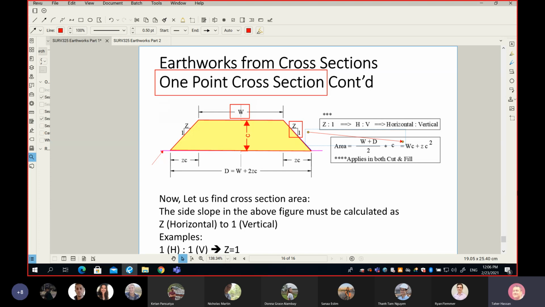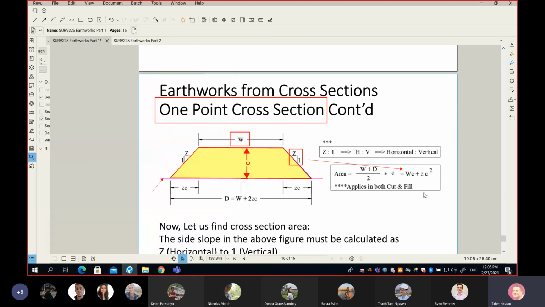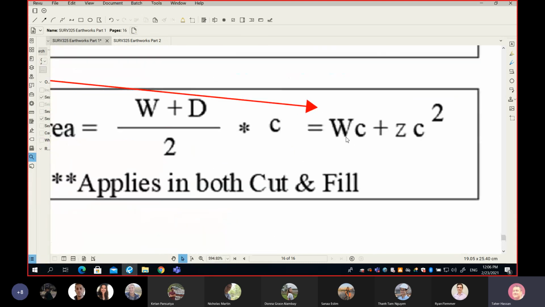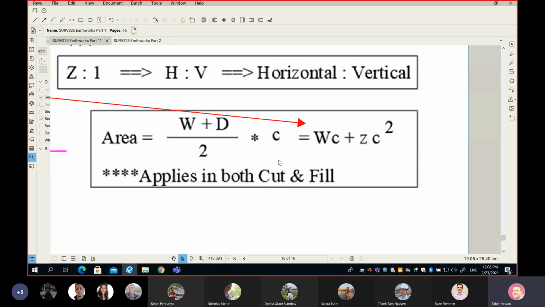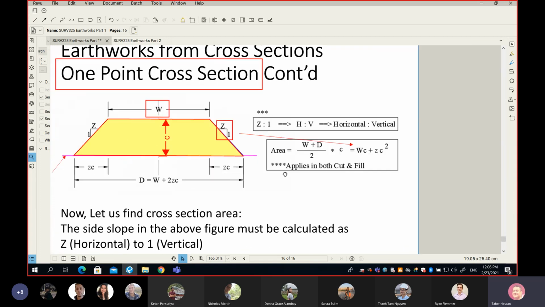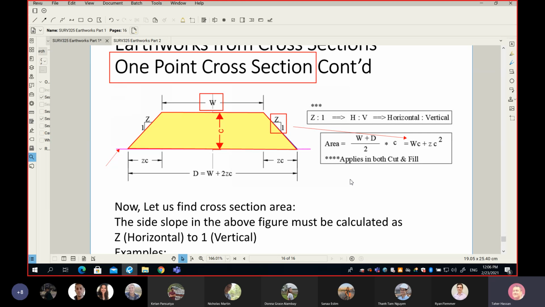Please pay attention to the math. Between the W and the C, it is multiplication. So the W is multiplied by the C, and then we add to that the Z multiplied by C squared. I get very sad when some of my students fail the exam to find the cross-section area because they simply don't do the math right. Now once we know the cross-section area, you know what to do. If we're able to find all the cross-section areas, then we use a method like Simpson or trapezoidal to find the volume for our project. So this is what we mean by one point cross-section.